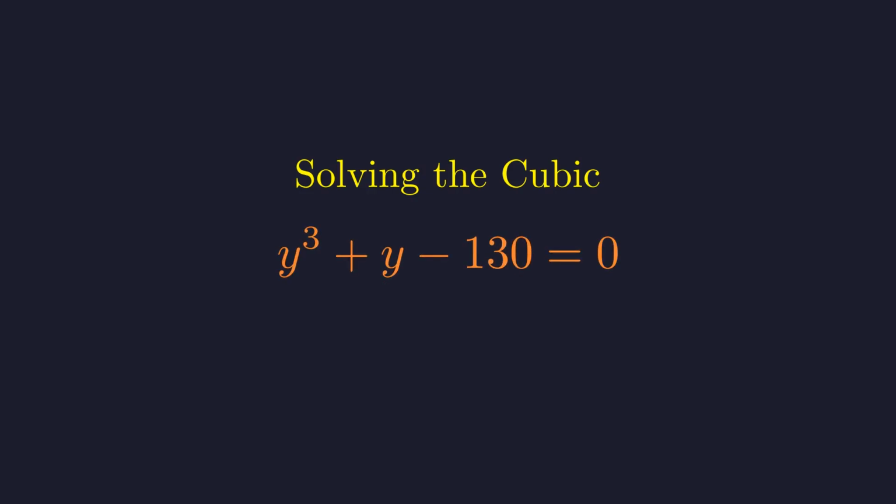Here's where the rational root theorem becomes our strategic weapon. If this cubic has any rational roots, they must be divisors of the constant term 130. That gives us a finite list of candidates: plus or minus 1, 2, 5, 10, 13, 26, 65, and 130. Instead of random guessing, we test these systematically, starting with the simplest. Let's try 1 first.